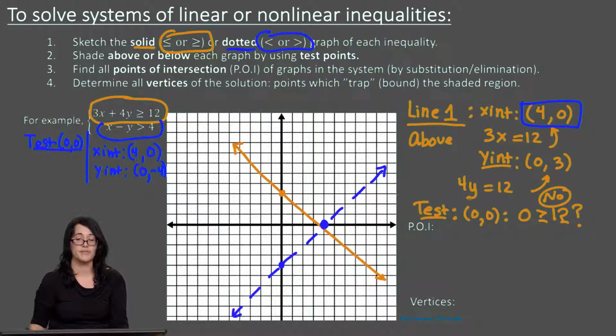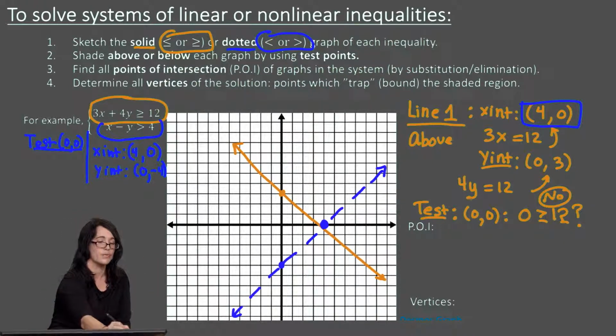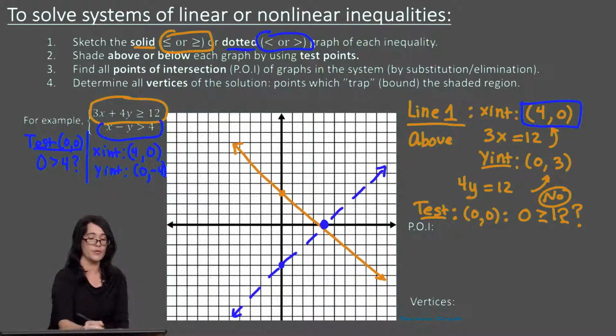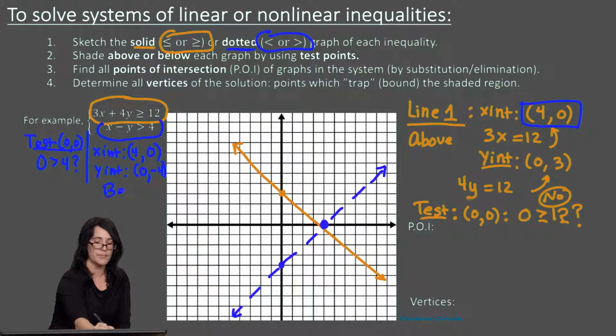If you put 0, 0 into that inequality, you would have 0 minus 0 is greater than 4. In other words, 0 is greater than 4. Is that true or false? Well, 0 is not greater than 4. It's false, which means we do not shade where 0, 0 is present, which would be above the line. In other words, we are shading below the line.